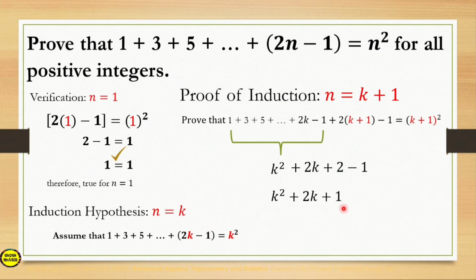So, 2 minus 1 is 1. So, copy k squared. And then, copy 2k. 2 minus 1 is 1. So, ito class, k squared plus 2k plus 1 na. Kapag ito pinactor natin, magiging k plus 1 times k plus 1 ito or k plus 1 squared.